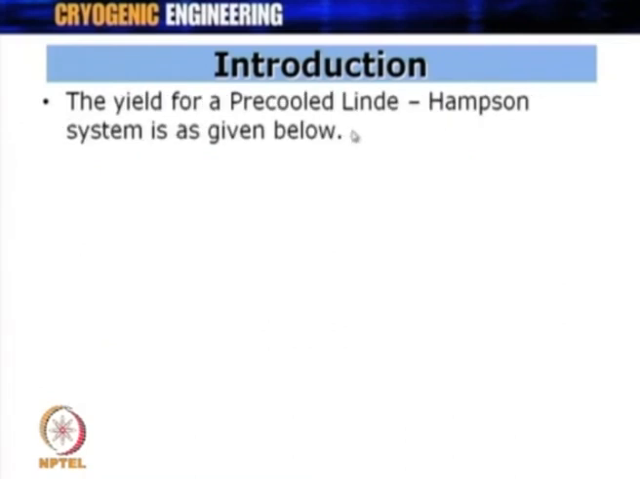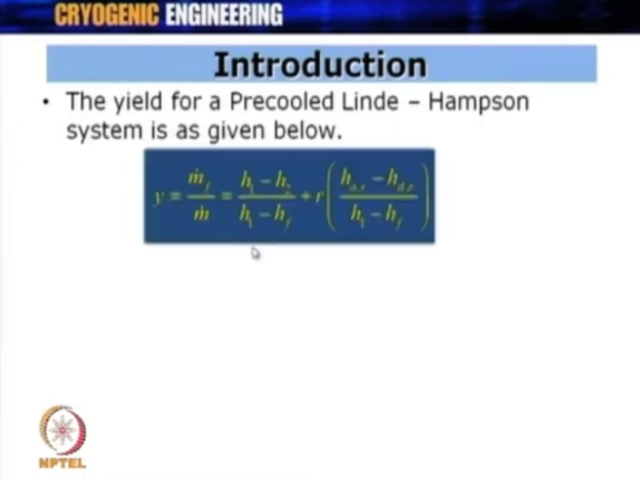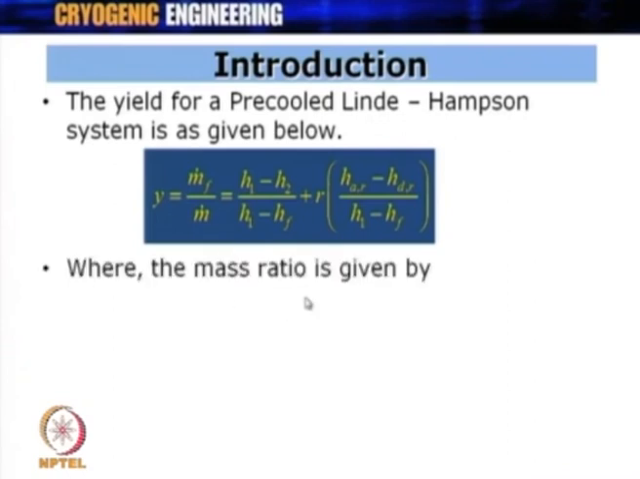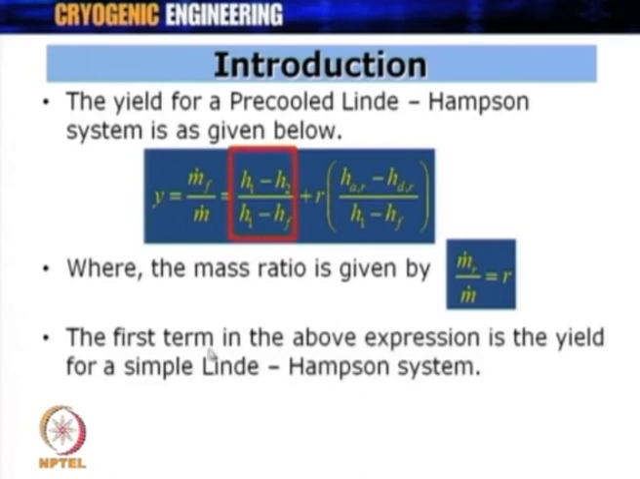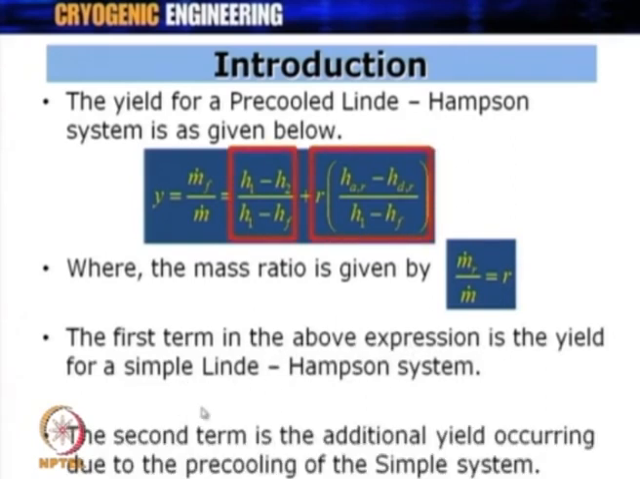The yield for a pre-cooled Linde-Hampson system is as given below. Y is equal to m dot f upon m dot, which is equal to (h1 minus h2) upon (h1 minus hf), the same as the simple Linde-Hampson cycle, plus the additional yield which comes because of the pre-cooling cycle, where the mass ratio R is given by m dot R upon m dot. The first term in the above expression is the yield from a simple Linde-Hampson system, and the second term is the additional yield occurring due to the pre-cooling of the simple system.